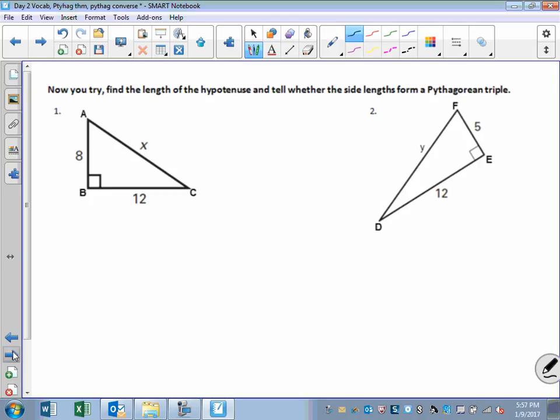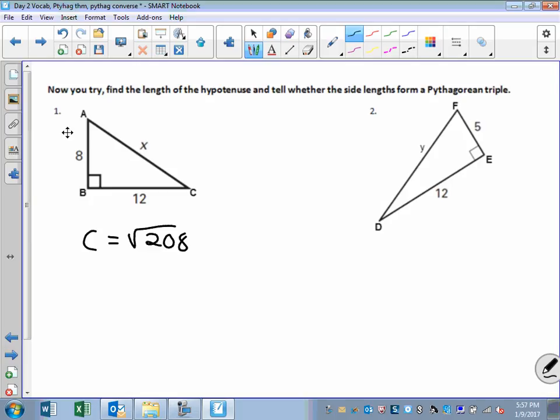Now for number 1, you would have got C equals square root of 208. And since this is not a whole number, this would not be a Pythagorean triple because you can take the square root of 208, but it's not a whole number. So that's how you find the hypotenuse.